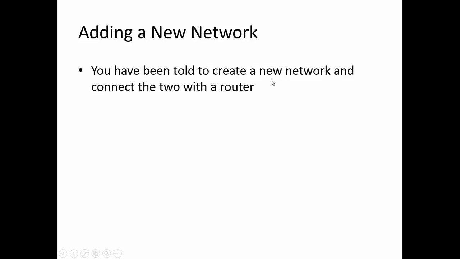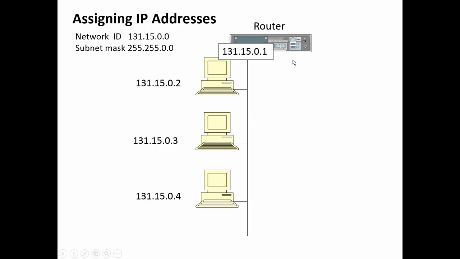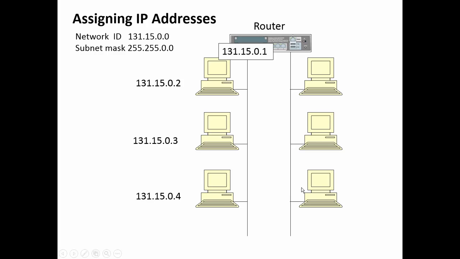And then you've been told to install another network and to connect the two networks with the router. So you take your existing network and you install a new network and you connect the two networks with the router. And now you need to assign IP addresses to all the computers in the new network. And the question is, what network ID will they get? Will it be 131.15? No, you can't do that because this network over here is already 131.15, and you can't have two networks with the same network ID. Well, it's got to be something that's not that.